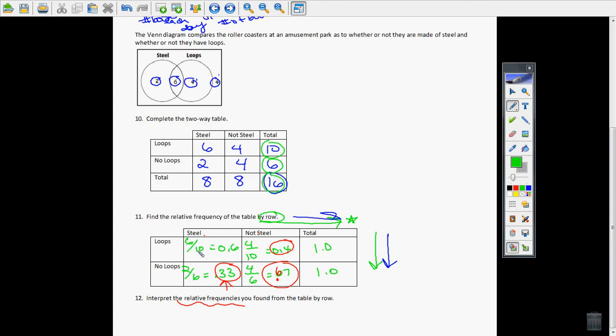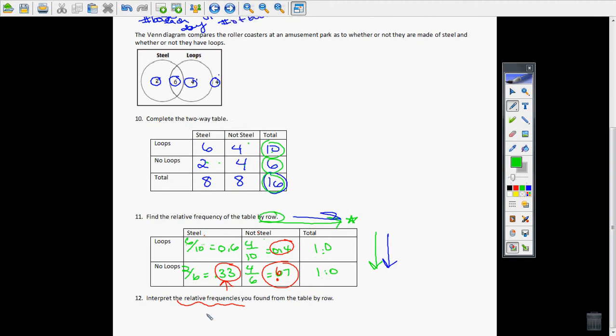So, this number right here, steel and loops was 6 out of 10. So, when I divide 6 by 10, I get 0.6. Not steel is 4 out of 10, which is 0.4. And then, of course, 10 out of 10 is 1 whole. 2 out of 6, because again, we're using this total right here. 2 of 6 is 1/3, which is 0.33. 4 out of 6 is 2/3, which is 0.67. And then again, that total would be 1 whole.